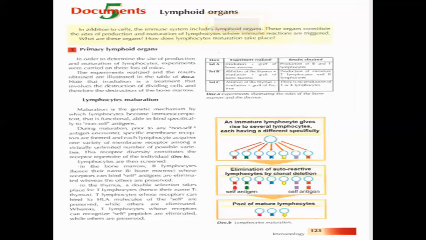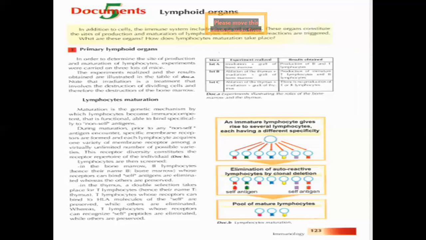We will talk about it. So during maturation, prior to any non-self antigen encounter, before we see any non-self, specific membrane receptors are formed, and each lymphocyte acquires one variety of the membrane receptors among a virtually unlimited number of possible varieties. This receptor diversity constitutes the receptor reservoir of the individual.